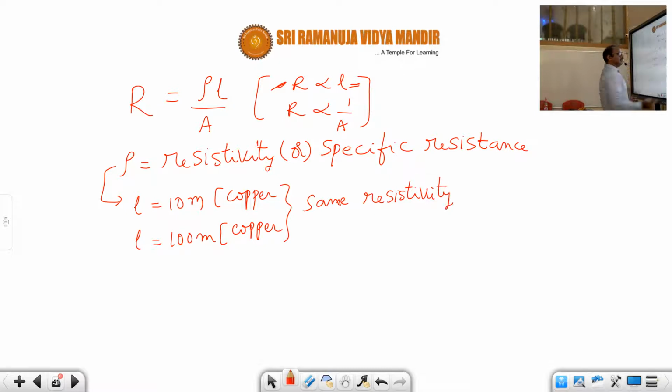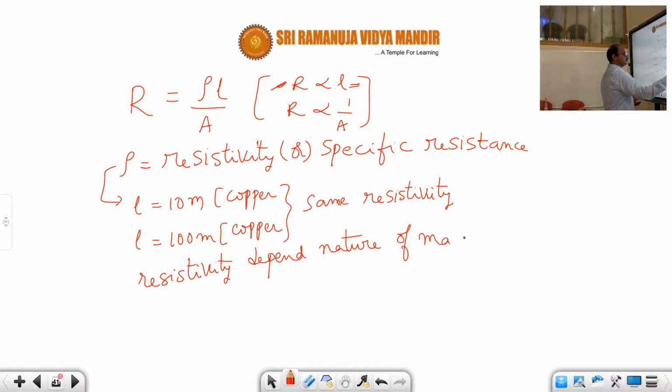So this indicates that the resistivity depends on the nature of the material. If you take a 10 meter copper wire or a 100 meter copper wire, both will have the same resistivity.